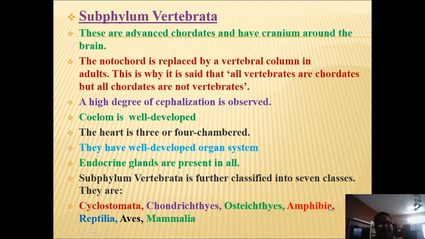Then amphibia. Amphi means two, bios means life. They can live in the water as well as on land. Therefore, this class is called the amphibia. Then reptiles, then aves and mammals. These are the 7 classes of the vertebrates.